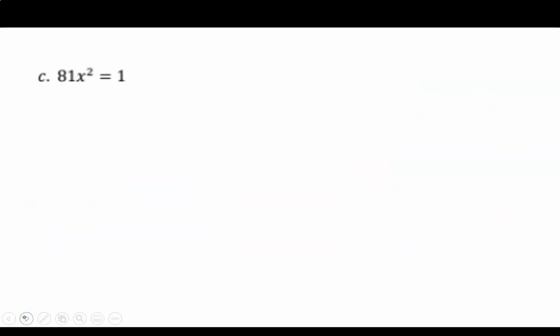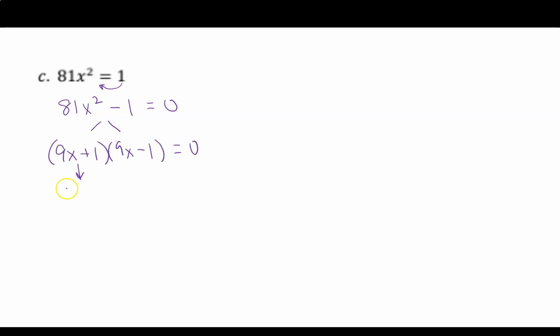Okay, let's look at this example. Well, on this one, I want to move that 1 to the other side, so I subtract 1, and this is a difference of squares. So solving these out, remember we're just setting each of these equal to 0. So, yada, yada, yada, we would get x equals negative 1/9 and x equals 1/9.